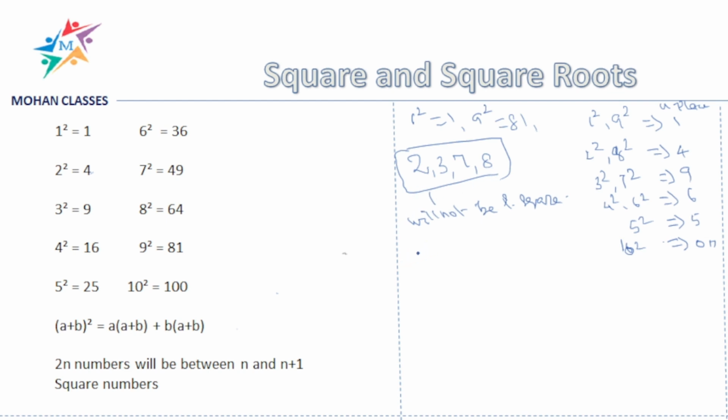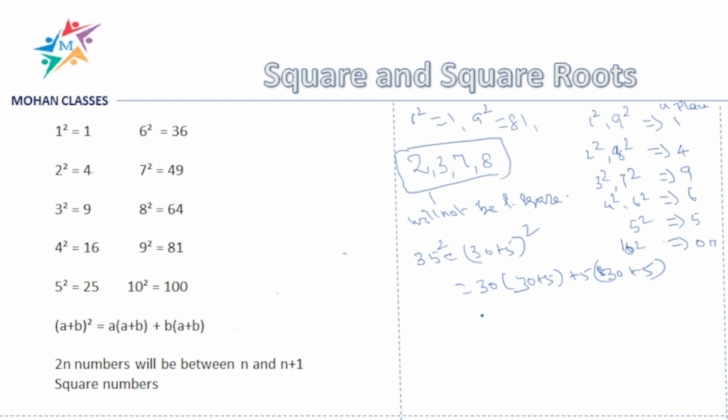What about if a number is like this, 35 or 37? Also, how can we write this? 30 plus 5. So if you want to find the square, 30 plus 5 square, it can be written as 30 into 30 plus 5 plus 5 into 30 plus 5. Like that we can simplify and do the sums.